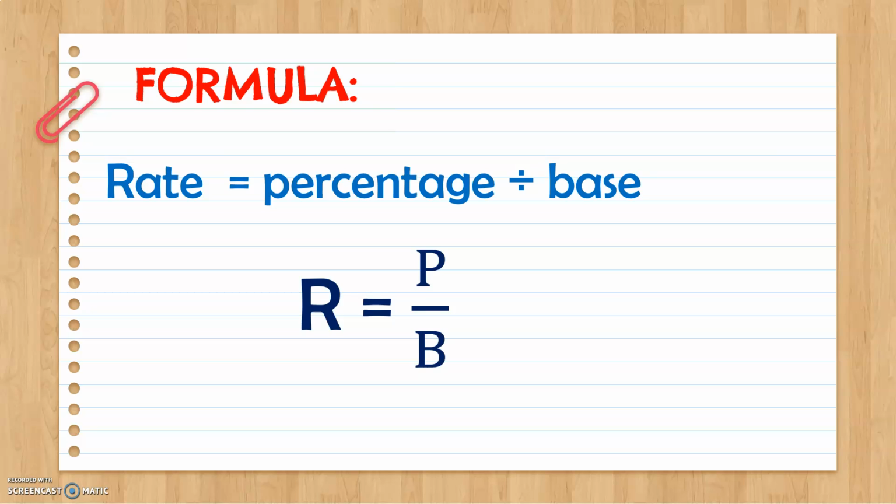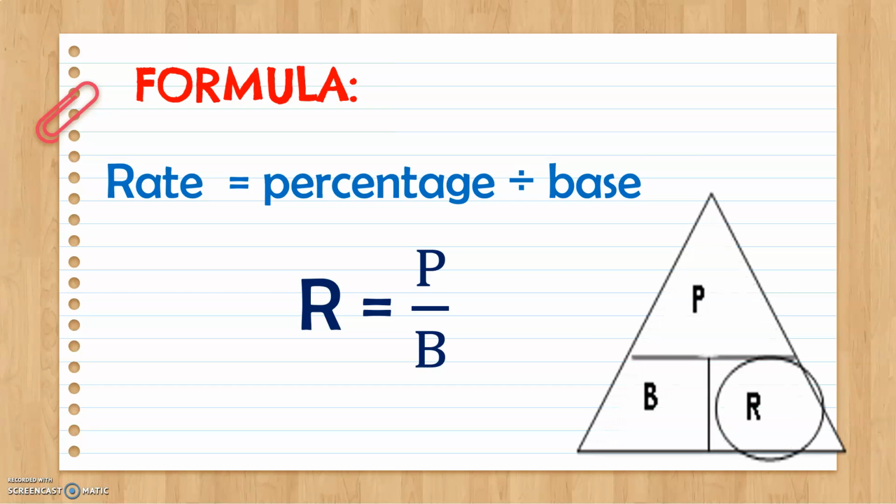For us to easily remember this one, we may again use our triangular figure which looks like this. P should be on top and B and R are both at the bottom. You may interchange the two. Again, since R is missing, let's focus on P and B here. Since P is on top of B, the operation that we will use is division. That's why this is our formula: rate is equal to percentage divided by base.